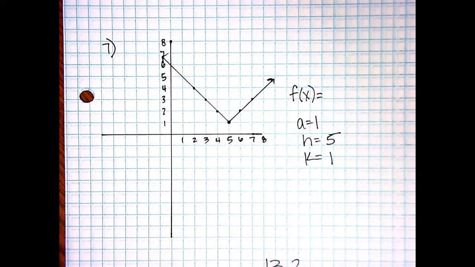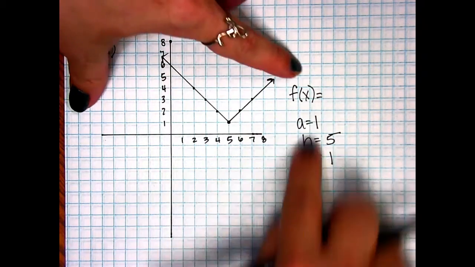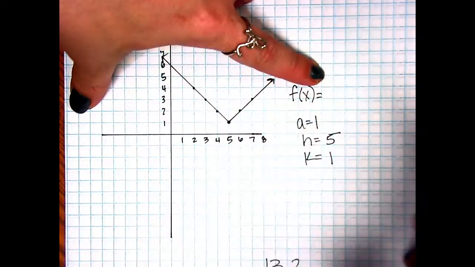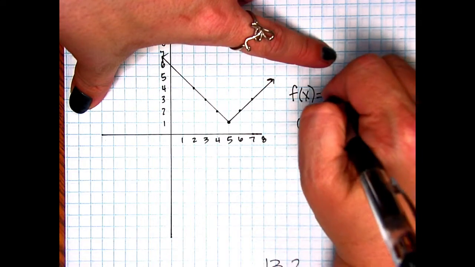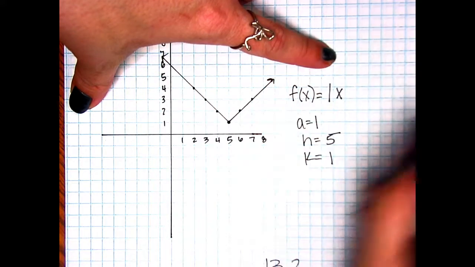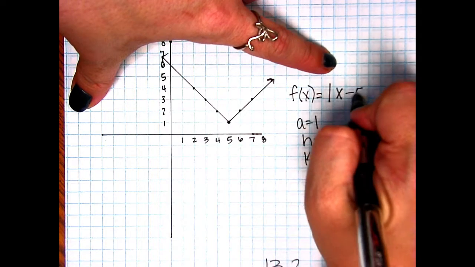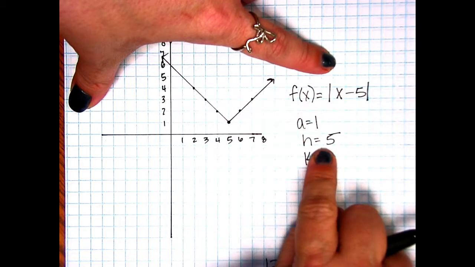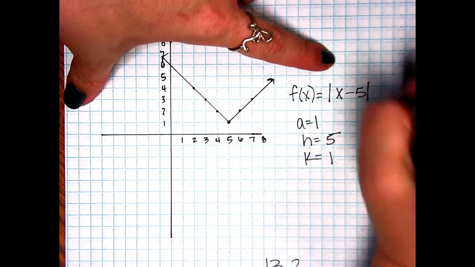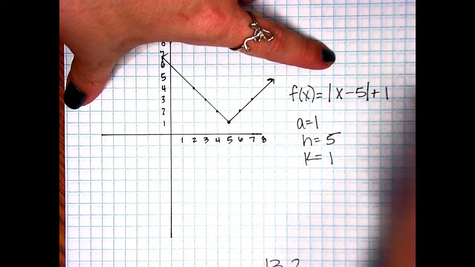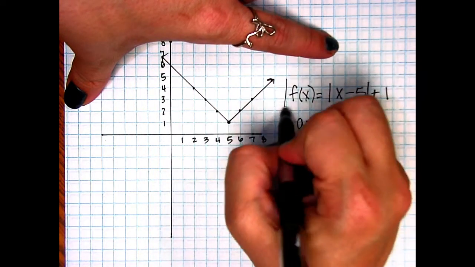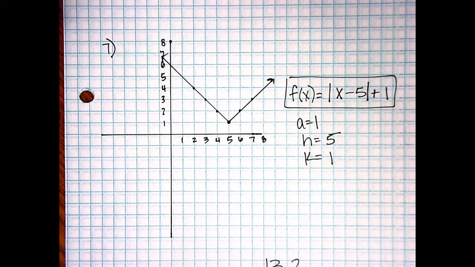So now I know each thing that I need to plug in. When an a is 1, you just don't see it. So this is f of x equals the absolute value of x, and then it's going to be minus 5, because my 5 is positive, and then my 1 is positive, so my k is going to be plus 1. So that would be your answer for number 7.